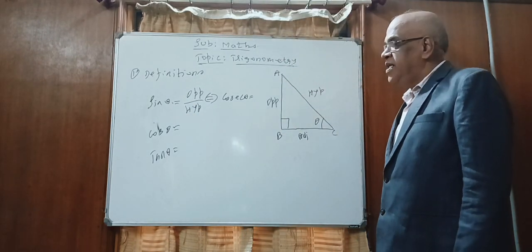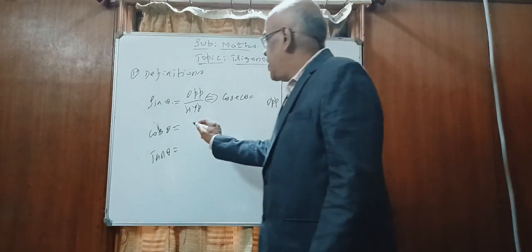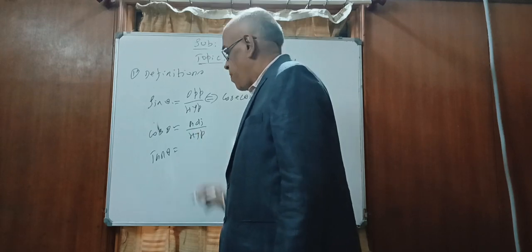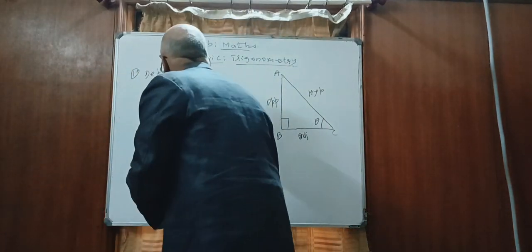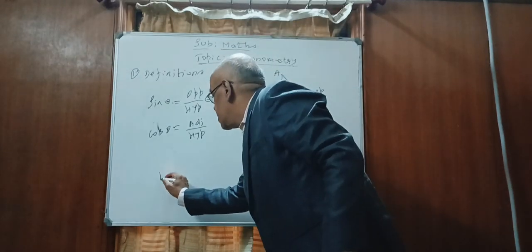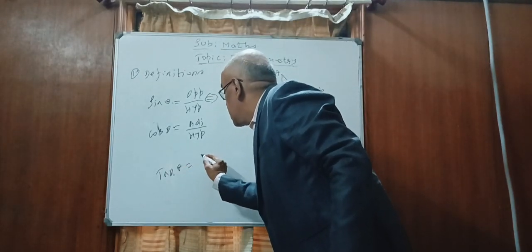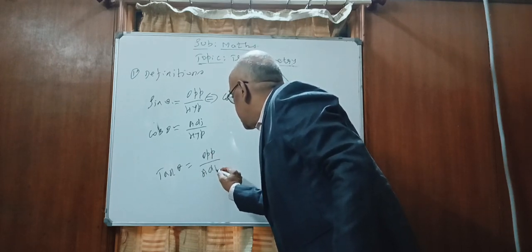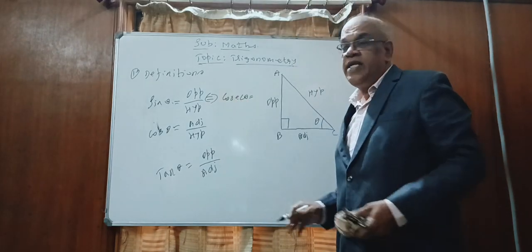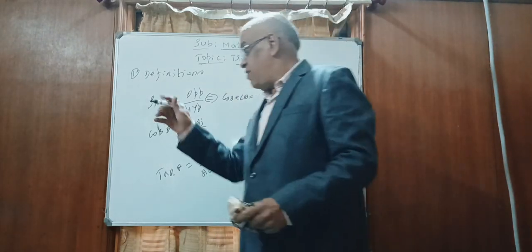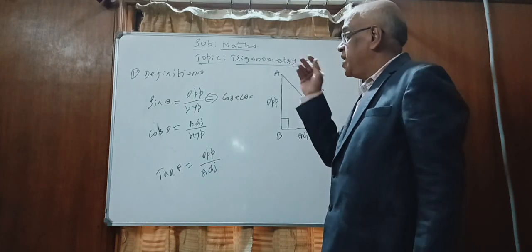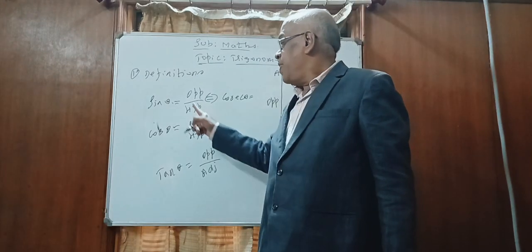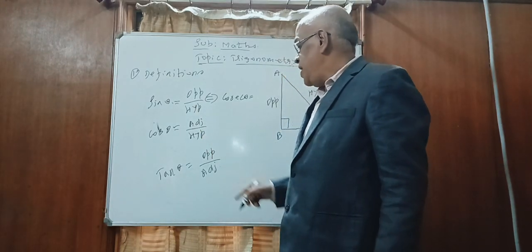Sin theta, cos theta, tan theta. What is cos theta? Adjacent side by hypotenuse. What is tan theta? Tan theta is opposite side divided by adjacent side. Dear children, if you remember these three, enough. As you go deeper, I'll teach you different techniques to remember. Then you will find trigonometry is very easy and it's a scoring topic. Cos theta is adjacent by hypotenuse. Tan theta is opposite by adjacent side.